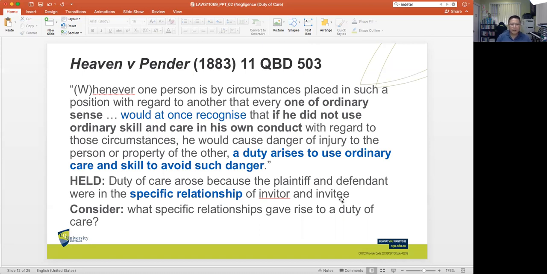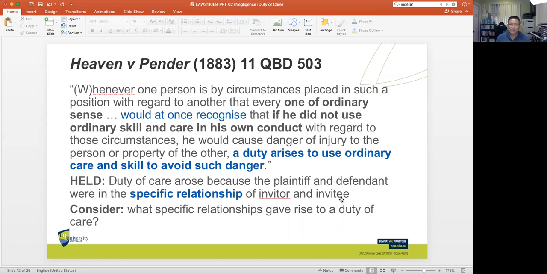And so in this particular case, the Queen's Bench held that the duty of care arose because the plaintiff and the defendant were in the specific relationship of inviter and invitee. In other words, the plaintiff was there to do the repainting upon the invitation of the shipbuilder or the ship owner. And as we think about that case, you have to consider what specific relationships gave rise to a duty of care.